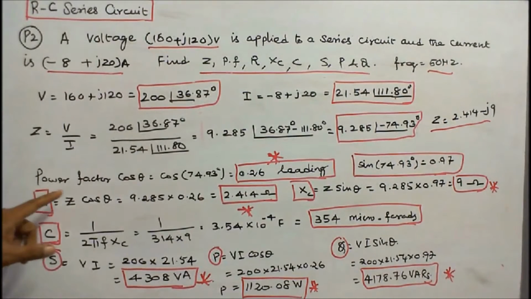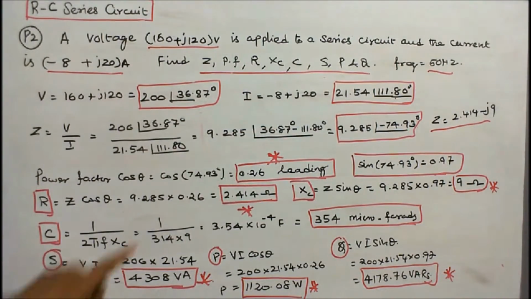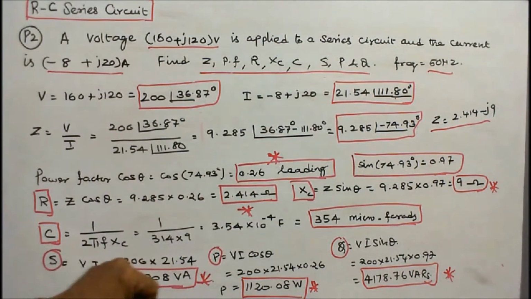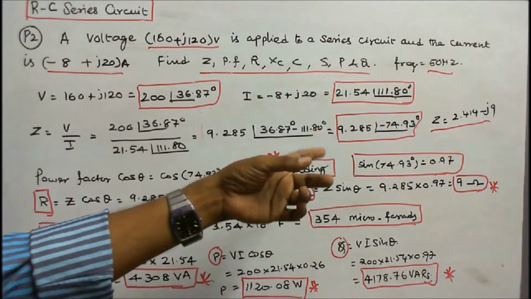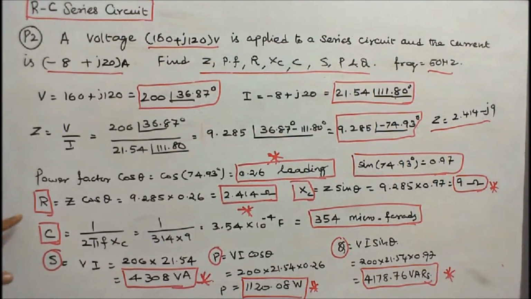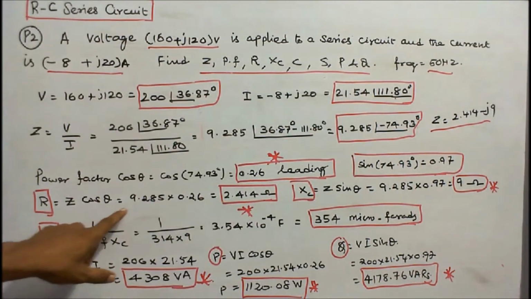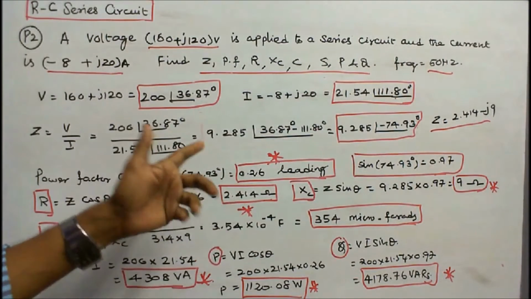Here power factor cos theta, I know theta is equal to 74.93. Cos 74.93 is equal to 0.26. The power factor is leading. Sin 74.93 is equal to 0.97. I can find the resistance R. R is equal to Z into cos theta, that is equal to 9.285 into 0.26, that is equal to 2.414 ohms.